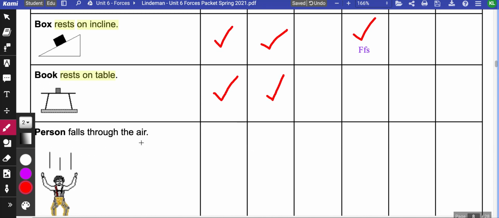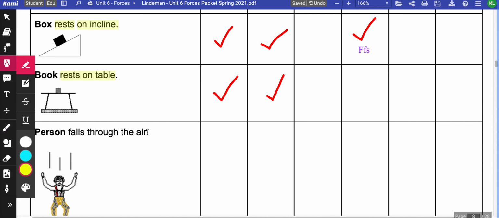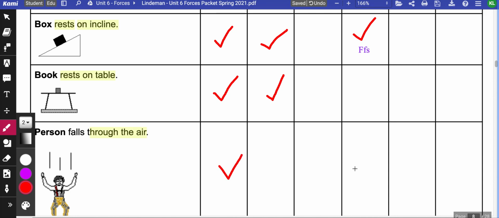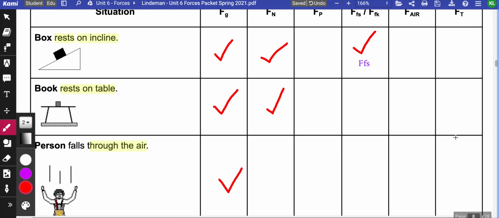For this next one, again, we have a person falling. And if we're looking at this, through the air is the real cue here. So through the air. We are on planet Earth, and we also have air resistance.